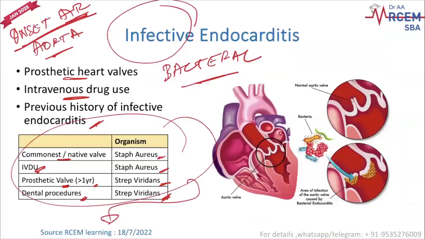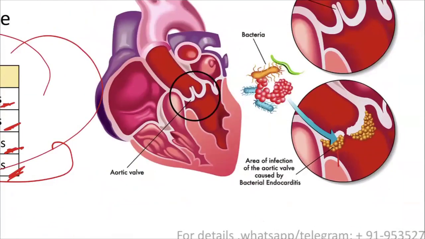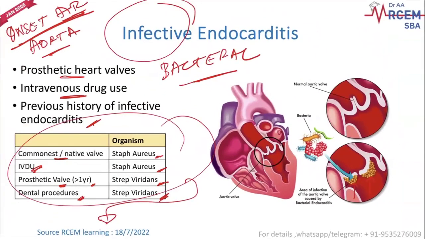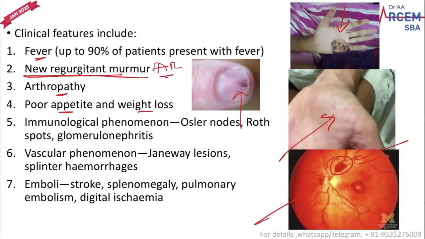Because these infections are in the heart, they can embolize. This is the bacteria; they can embolize and act like a thrombus. They're not a thrombus, but they can act like one and block any of your arteries if pushed into them, and cause a stroke, an infarction.